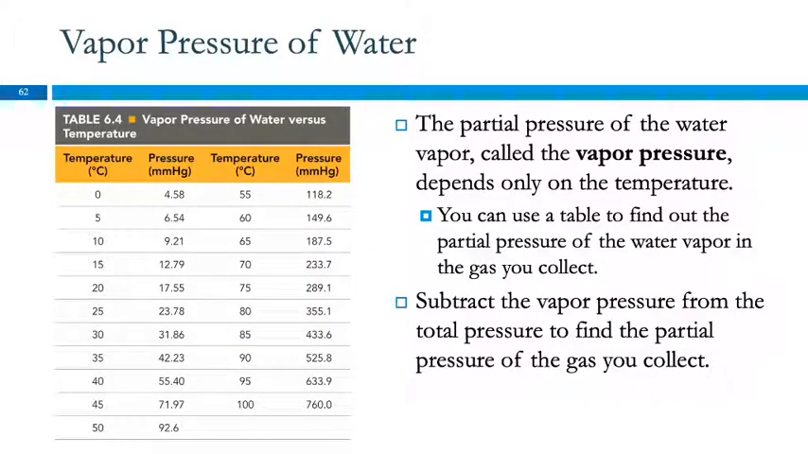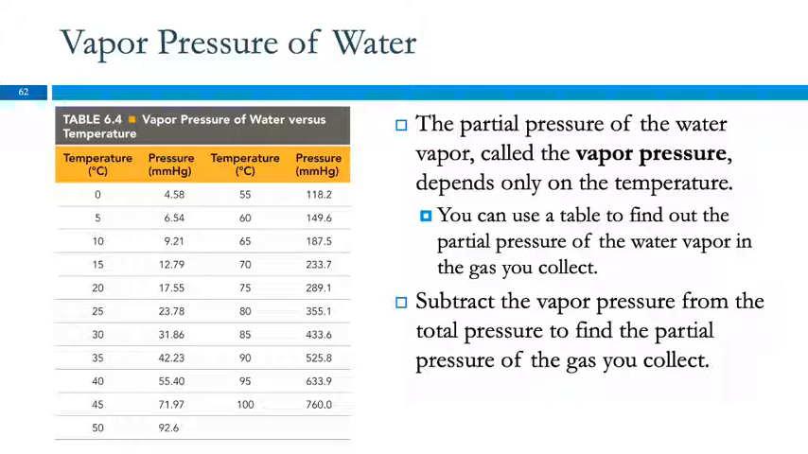The partial pressure of the water vapor is typically called the vapor pressure. And the cool thing about this is it only depends on the temperature. So if you measure the temperature of the water, you can assume that the gas is the same temperature as the water. They're right next to each other. And you don't have to actually measure how much water is in that gas. You can just look it up in a table.